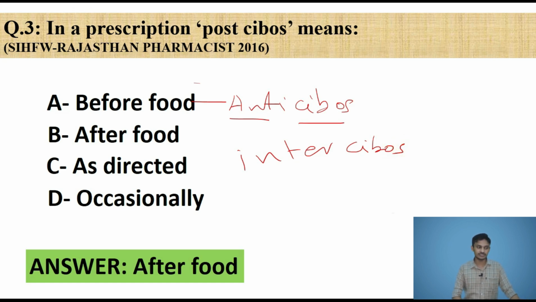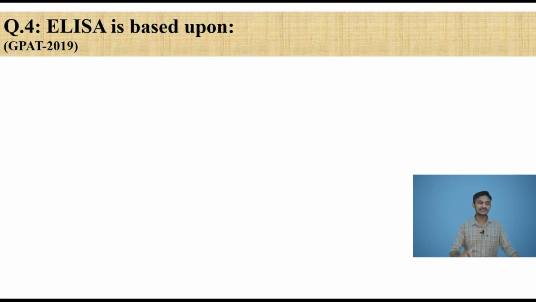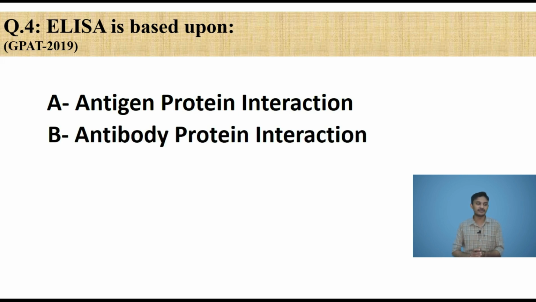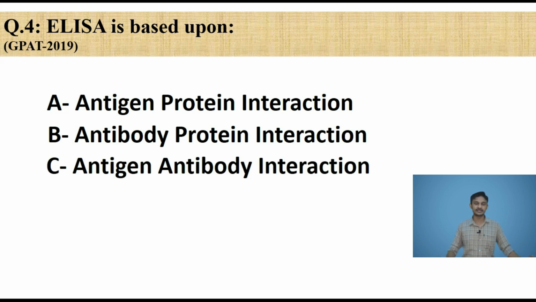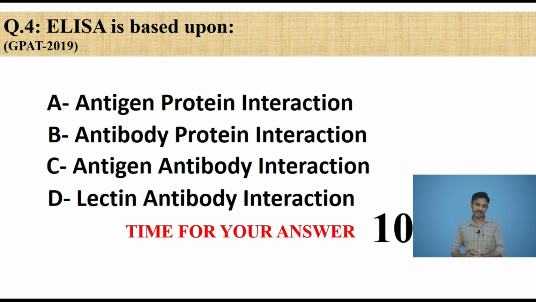Now we are moving to the next question, question number 4. ELISA is based on. This is a GPAT 2019 question. ELISA is based upon, what is the working principle of ELISA? Options are: A, antigen protein interaction; option B, antibody protein interaction; option C, antigen antibody interaction; option D, lecithin antibody interaction.